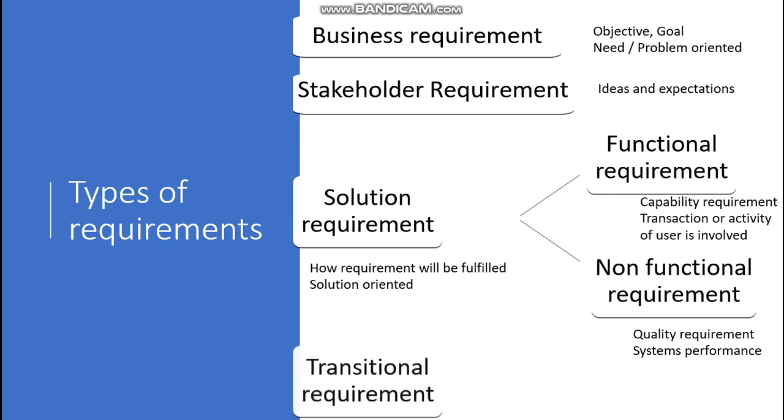Lastly, the transition requirement. Transition requirements are all about sharing knowledge or sharing data. Data transfer or knowledge transfer is involved in this kind of requirement. So these are the basic 4 types of requirement. We'll see them with examples.